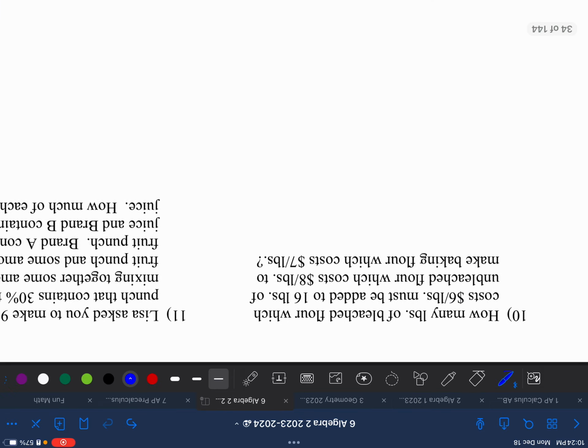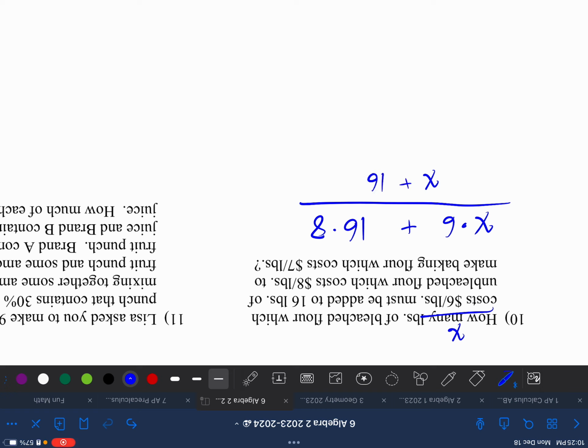Number 10 is kind of the same type of question, so let's go ahead and fill in what we have. When I say how many, that's really x, right? x pounds. So I have x pounds of bleached flour, which costs $6 per pound, plus 16 pounds of unbleached flour, and that costs $8 per pound. That's all over the 2 amounts added. So amount 1 is x, the amount 2 is 16, and that's going to be equal to the total cost, which in this case is 7.